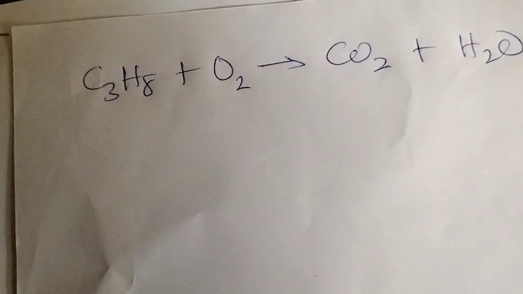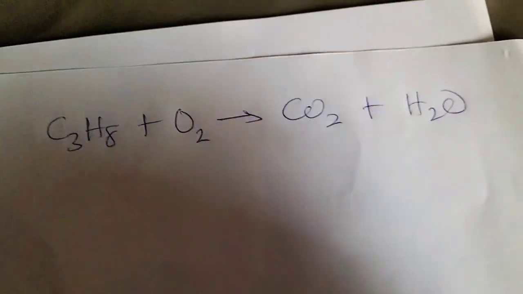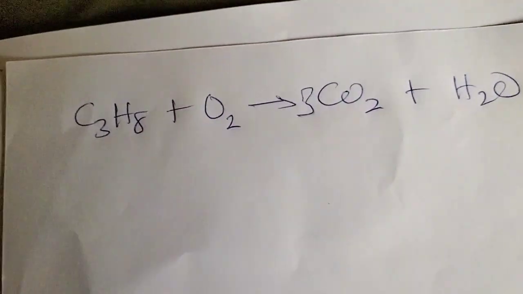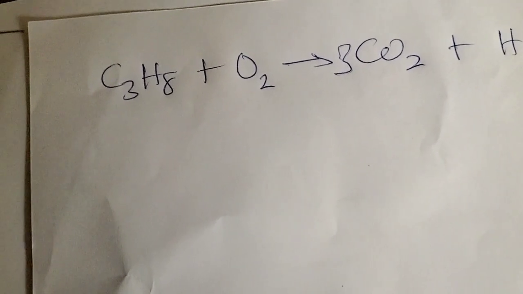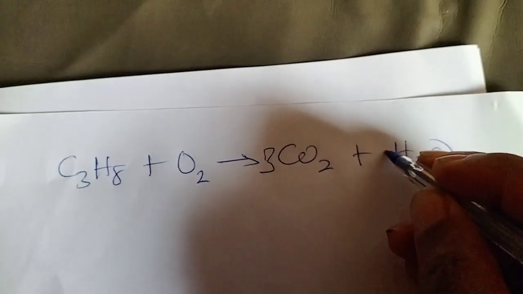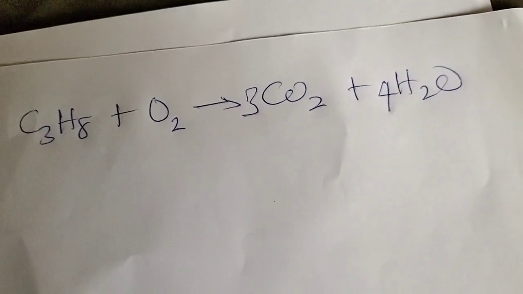The right-hand side contains 3 atoms of carbon. The product side contains only 1 atom of carbon. So we have to put 3 in front of CO2 to balance carbon. Having done that, let's look at hydrogen. There are 8 atoms of hydrogen on the reactant side, product only 2. We put 4 in front of water to balance hydrogen, that is 8.